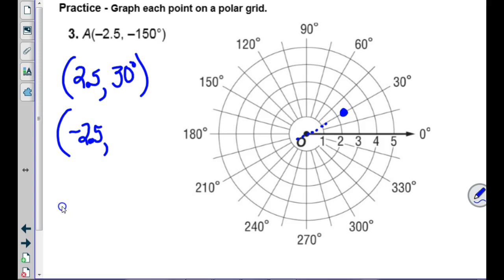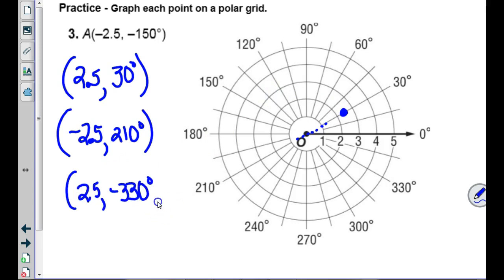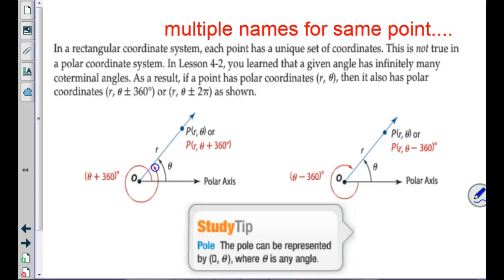Christian, were you thinking? What did we actually do? Where did we go to? Instead of going negative 150, we stopped at 210. So if we had said go positive 210 and then back up 2.5, would have been the same place, right? So what do we got here? Negative, negative, positive, positive, negative, positive. Yeah, good job. Went all the way around here, negative 330, and then out 2.5. So there's the positive negative name. Nice.